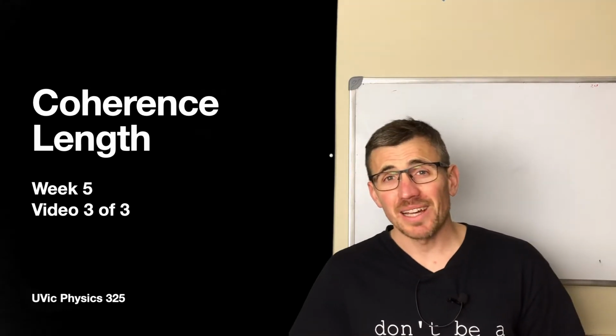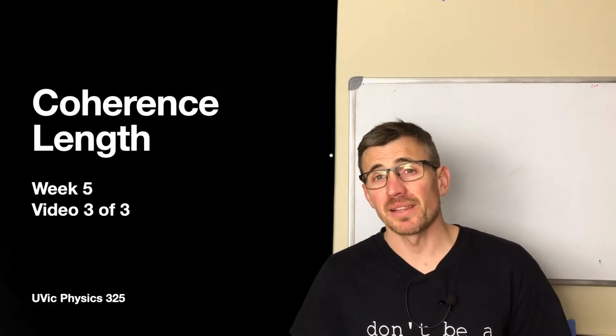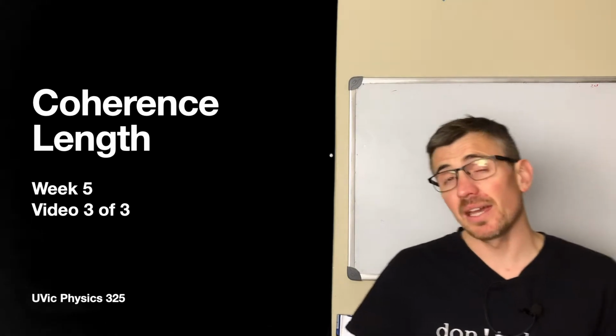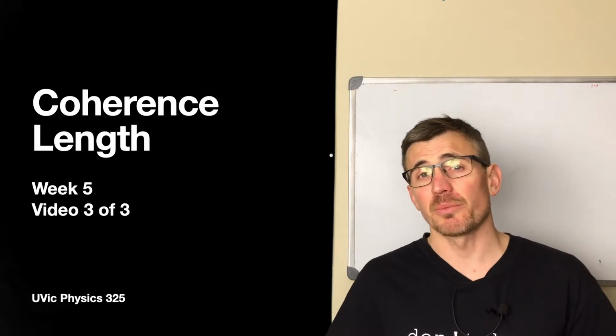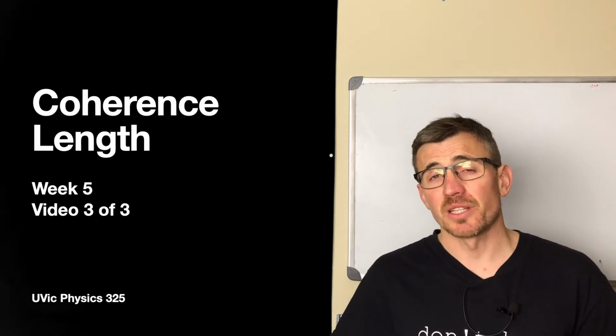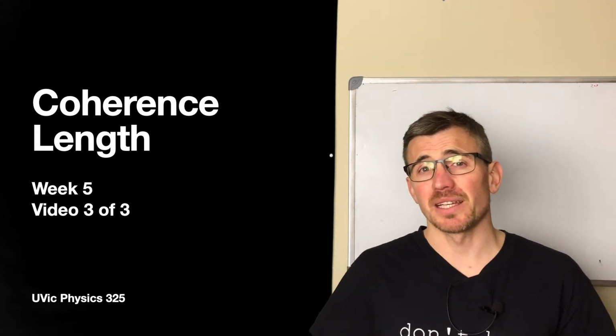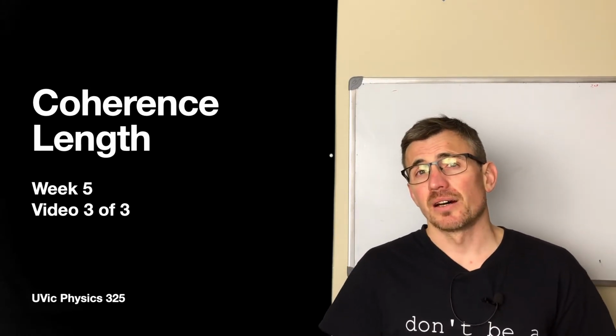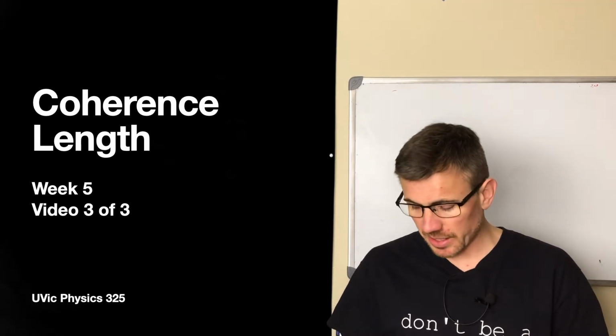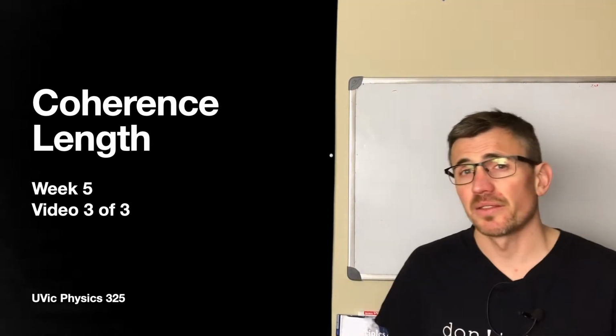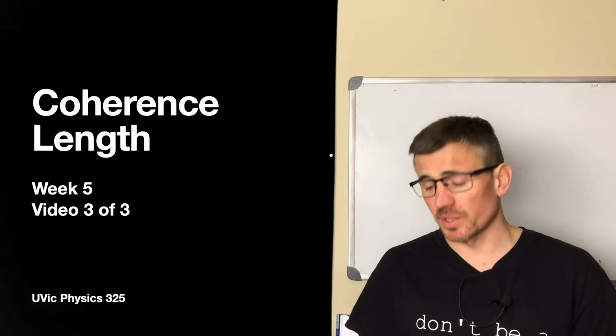All right, welcome back. Week 5, video 3, the last video of this week. And this time around, we're going to talk about an application of some of this Fourier business, some of this relation between so-called frequency space and the time domain. A very important application that has to do with the coherence, the degree of coherence of a light source.